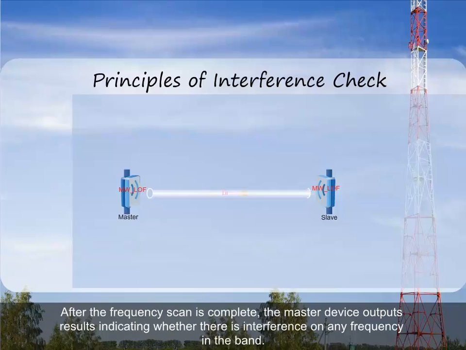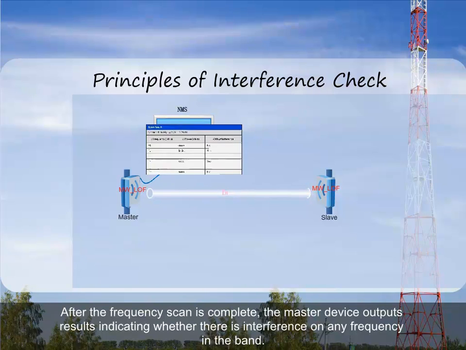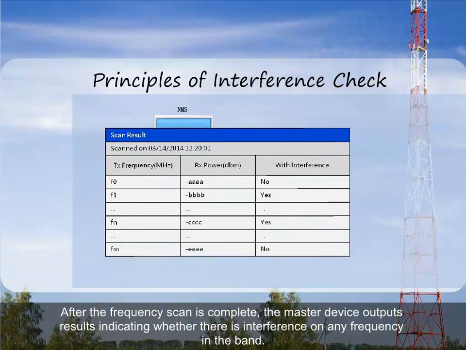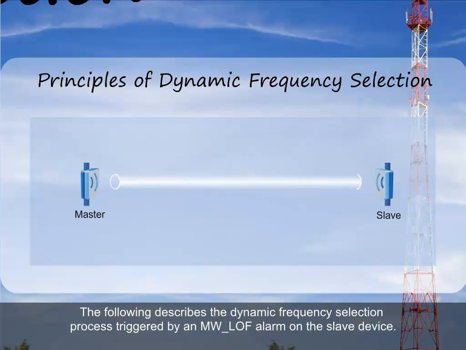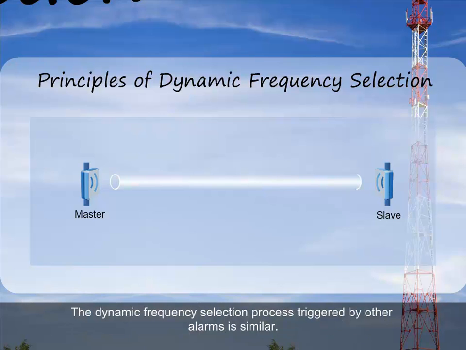After the frequency scan is complete, the master device outputs results indicating whether there is interference on any frequency in the band. The following describes the dynamic frequency selection process triggered by an MWLOF alarm on the slave device. The dynamic frequency selection process triggered by other alarms is similar.